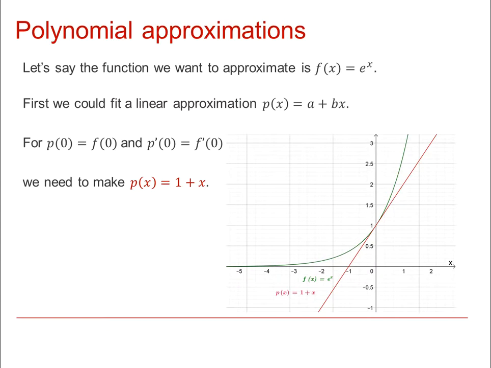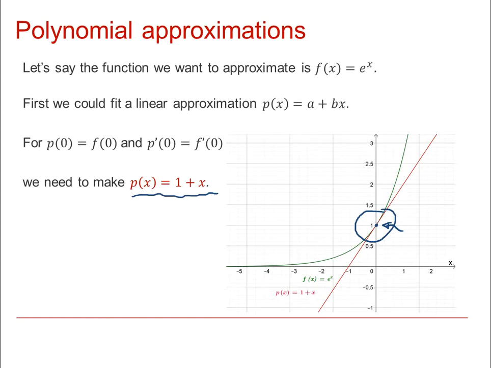So making the value of the function at 0, i.e. 1, and the gradient of the function at 0, which is also 1, agree with the polynomial approximation, we get our polynomial approximation 1 plus x. And we can see therefore that close to x equal to 0 anyway, this is a reasonable approximation. If you look in this area here, you can see it's good, but obviously the further we get away from that point, then the more error that creeps in.